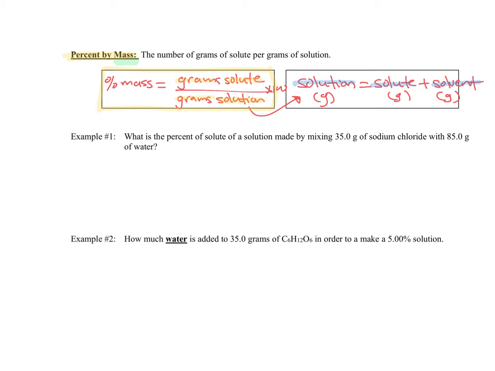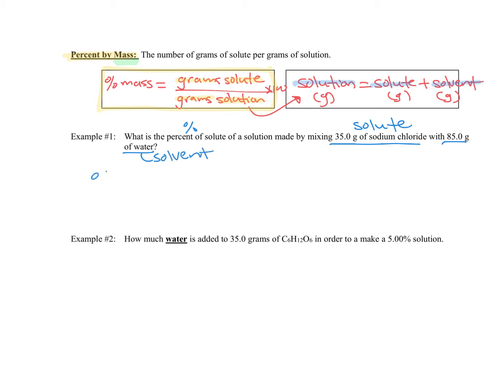So let's look at example number 1. It says, what is the percent of solute of a solution made by mixing 35 grams of chloride with 85 grams of water? So 35 grams of chloride is the solute. Remember, the solute is what is being dissolved. It's typically in the smaller amount. And then 85 grams of water is the solvent.